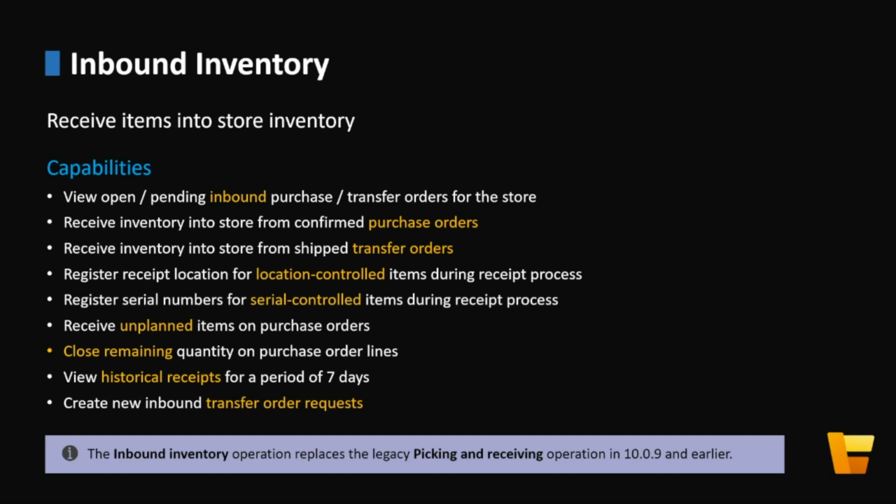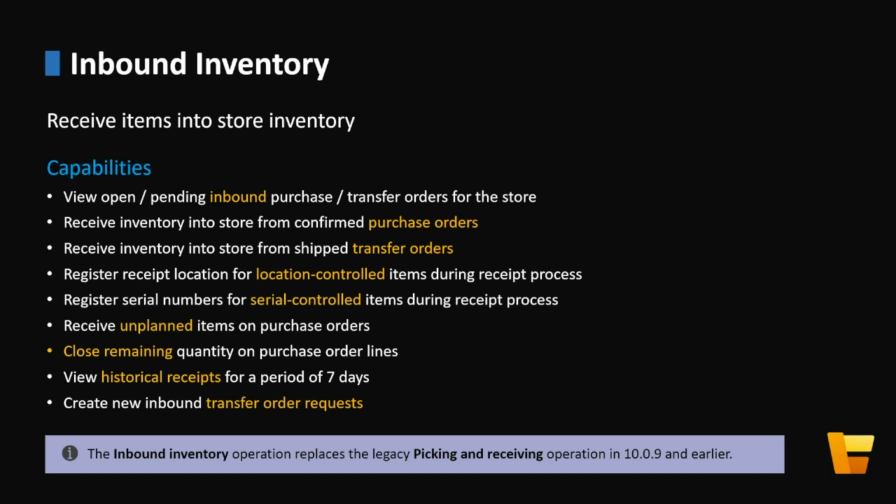During the receiving process, this operation allows you to specify receipt location for those location-controlled items and allow you to register serial numbers for those serial-controlled items. You can also receive unplanned items which were not originally on the purchase order, or to close the remaining quantity if the shipper or vendor has confirmed that they cannot ship the full quantity as requested. In this operation, you can also check the historical receipts for a period of 7 days. And lastly, this operation gives you the ability to create new inbound orders to request inventory to be transferred from other stores or warehouses to your store.